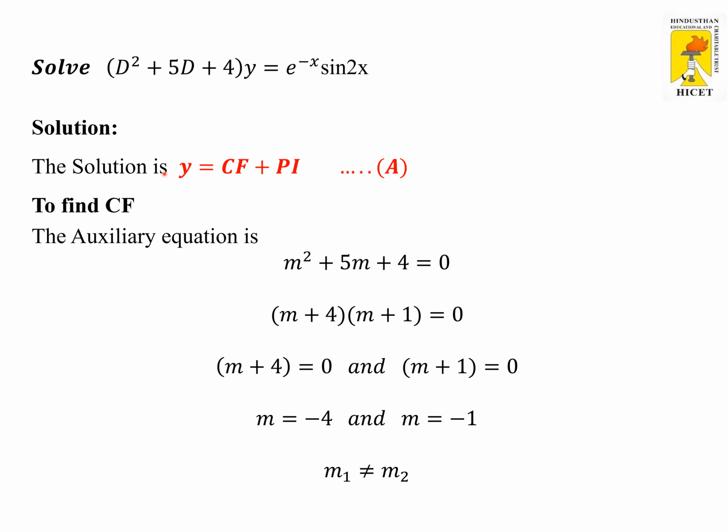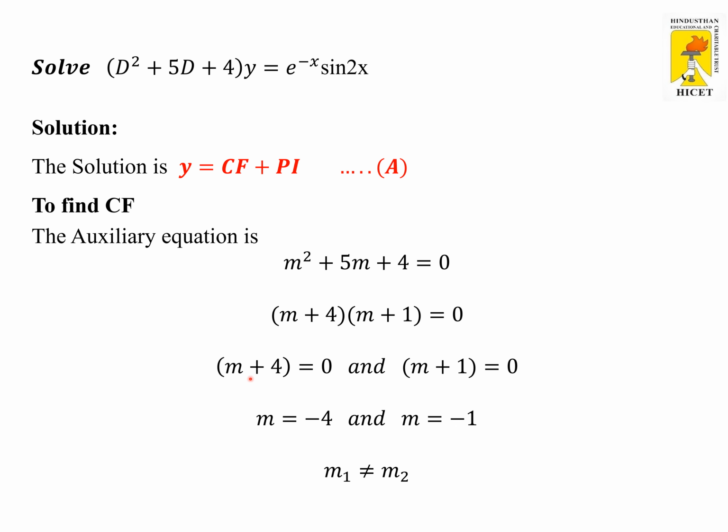Hence, the solution is y equal to CF plus PI. Now, first let us find our complementary function. For finding the complementary function, let us choose the auxiliary equation. Replacing D by m, we get m squared plus 5m plus 4 equal to 0. Factorizing, we get (m plus 4)(m plus 1) equal to 0. So either m plus 4 equal to 0 or m plus 1 equal to 0.